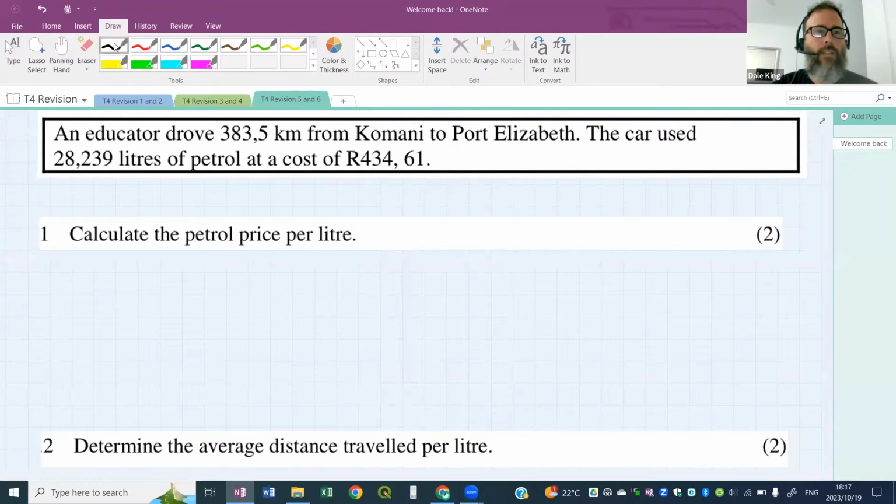Okay, here we go. An educator drove 383.5 kilometers from Komani to Port Elizabeth. The car used 28,239, wow, they got 3 decimals there, liters of petrol at a cost of 434 Rand 61. They want us to calculate the petrol price per liter. All right, 2 marks, 2 minutes, work out the per liter price of petrol based on this information. 2 minutes, put your answers in the chat so we know that you're all done, and then we'll go over this one.